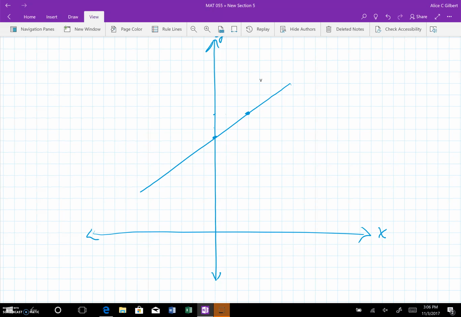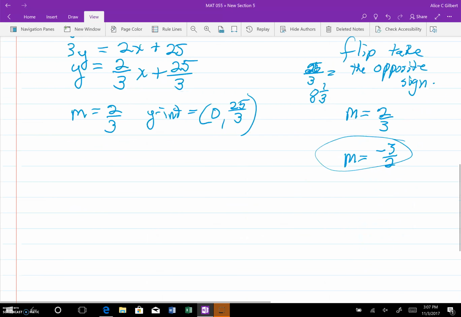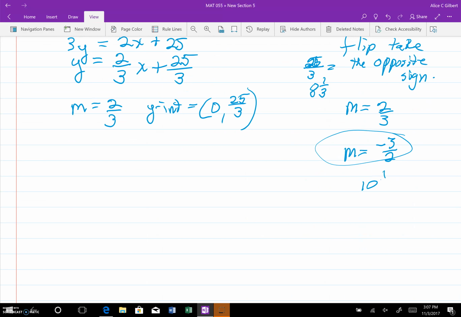And there is my line. Graph my line, put my arrows on there. Now this one is 0 and 25/3. Starting at the origin, but you don't need to put a dot there, 1, 2, 3. That's 3, and I went to the right, so it's positive. I'm going to go up, so that's also positive. 1, 2, 3, 4, 5, 6, 7, 8, 9, 10, and 1/3. Let's come back here real quick and do 10 and 1/3.